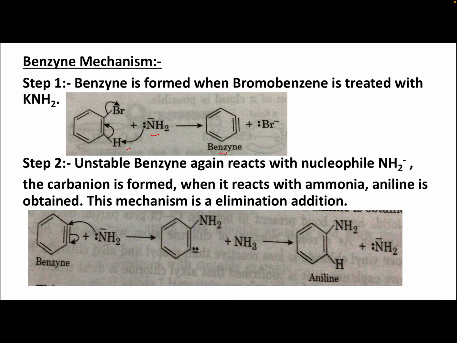Step 2. Unstable benzyne again reacts with the nucleophile NH2 minus. A carbanion is formed. When it reacts with ammonia, aniline is obtained. This mechanism is an elimination addition.